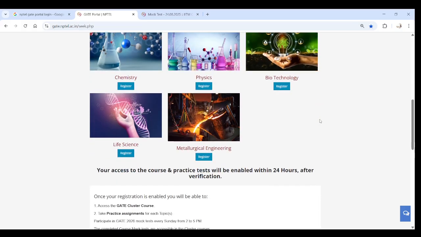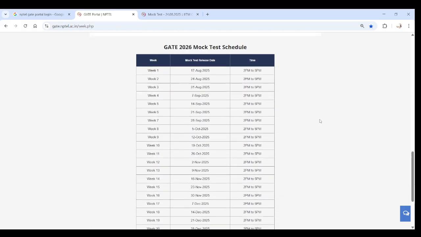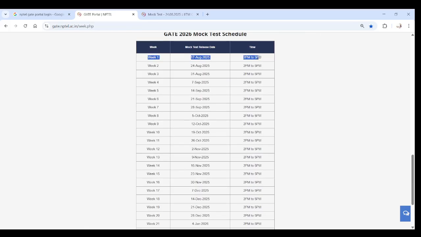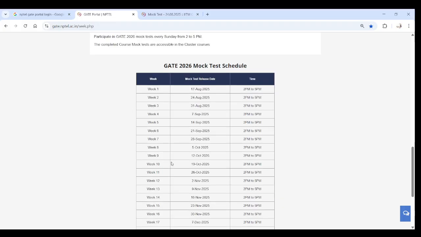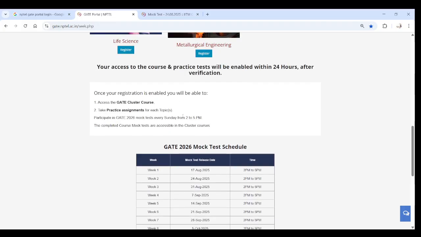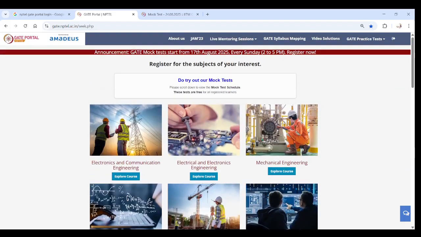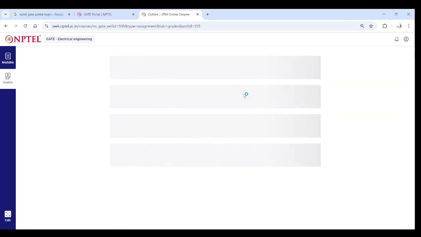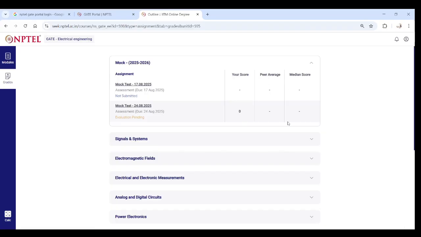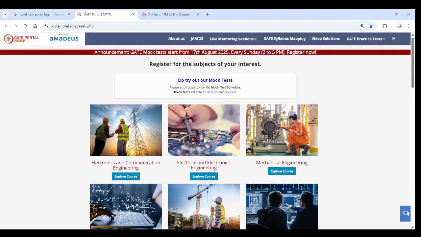Next, here is the GATE mock test schedule. We can see the weeks; week one is already gone, so there's week two. In total there are 25 weeks up to 1st February 2026, so you can write 25 mock tests. Those who are preparing well for GATE may participate, and they will know their ranking also. In the grading, it shows your score, average and median score.